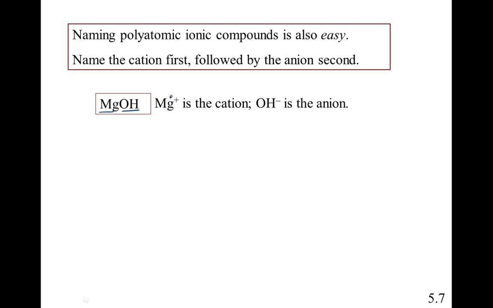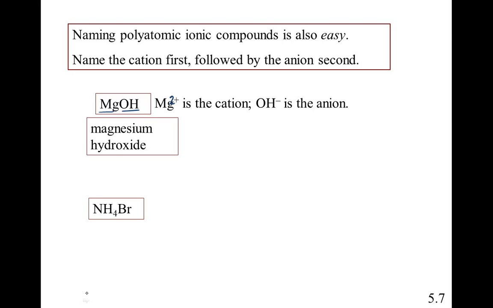2 positive. There's a mistake here. 2 positive. It's in group 2. The name would be magnesium hydroxide. And the chemical formula for this should be MgOH2. This is incorrect. There should be a 2 around that. All right? You know they've made a mistake. Look at magnesium on the periodic table. It's in group 2. Forms a positive 2 ion.